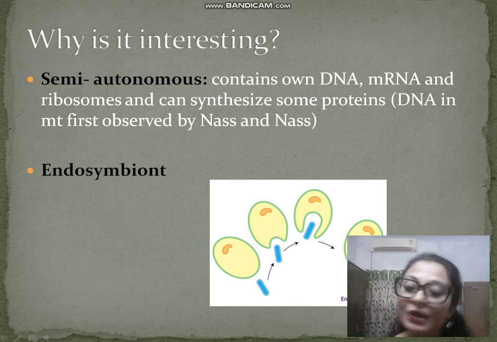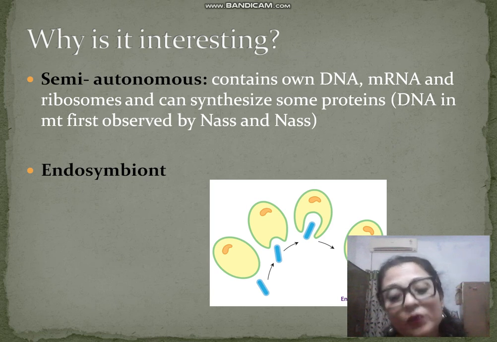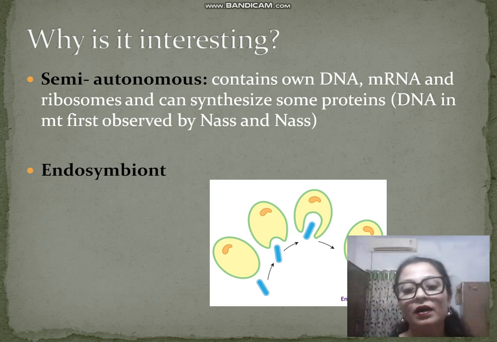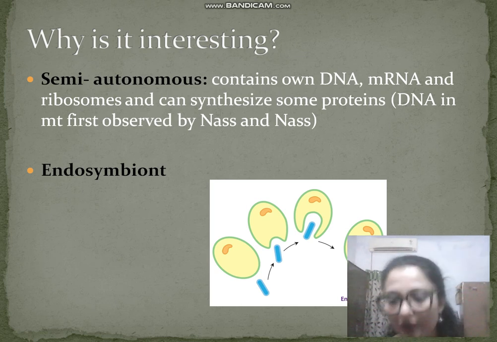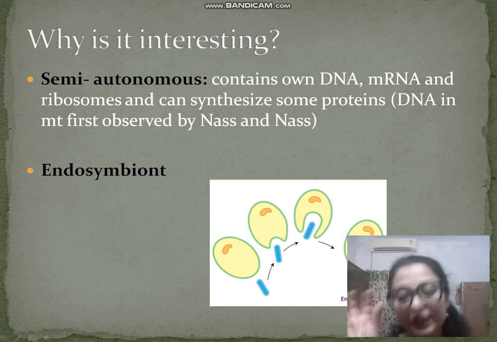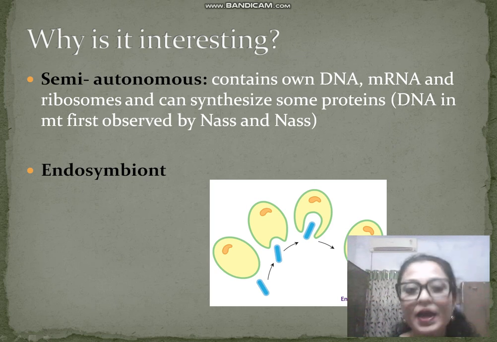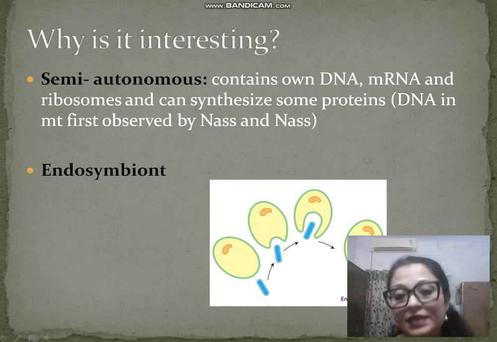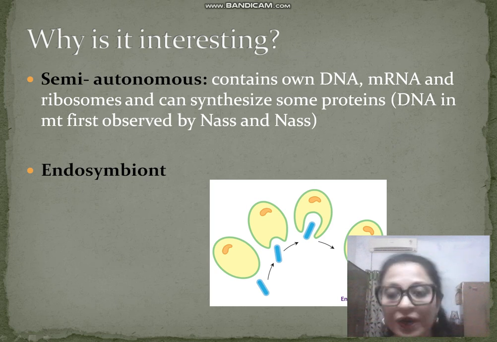First, it is semi-autonomous. Now, what is meant by semi-autonomous? This means that it is almost independent. Autonomous means independent, something that can independently function. Mitochondria cannot completely independently function. If you take it out of the cell, it will not be able to perform all the functions or survive, but it can perform its function to a great extent. Why? Because it has its own DNA, circular DNA, and some mRNA and ribosomes, with the help of which it can synthesize some of its proteins. Now look at this word, some proteins, not all proteins. That is why it is semi-autonomous.